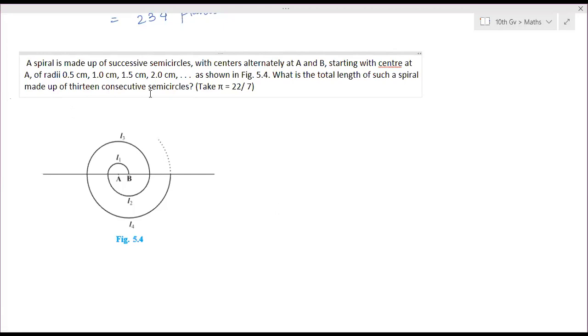So to make the first semicircle, how much is the length needed? It's the perimeter, right? This is L1 length. So L1 is the circumference of the semicircle, not perimeter. Okay, ma'am. So the circumference of this semicircle is equal to the length of the first spiral. The second is the circumference of the second semicircle. Then the third is the circumference of the third semicircle. The fourth one is the circumference of the fourth semicircle. Like that, we have to find out till 13 circumferences, and all of them you have to add.